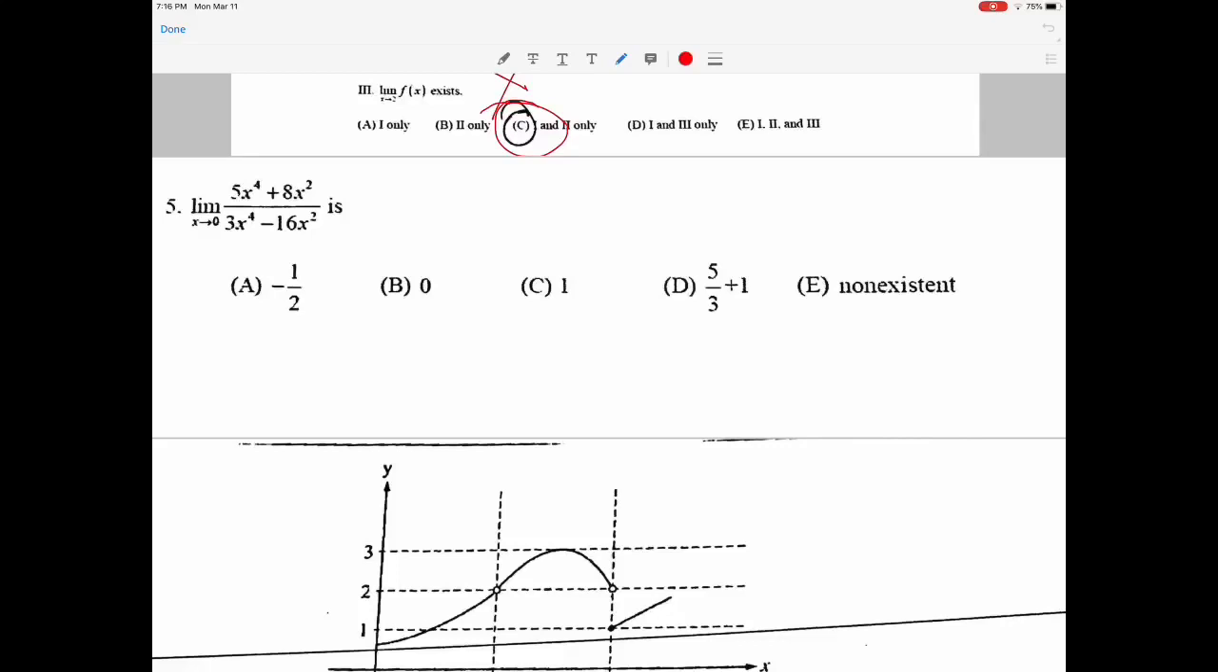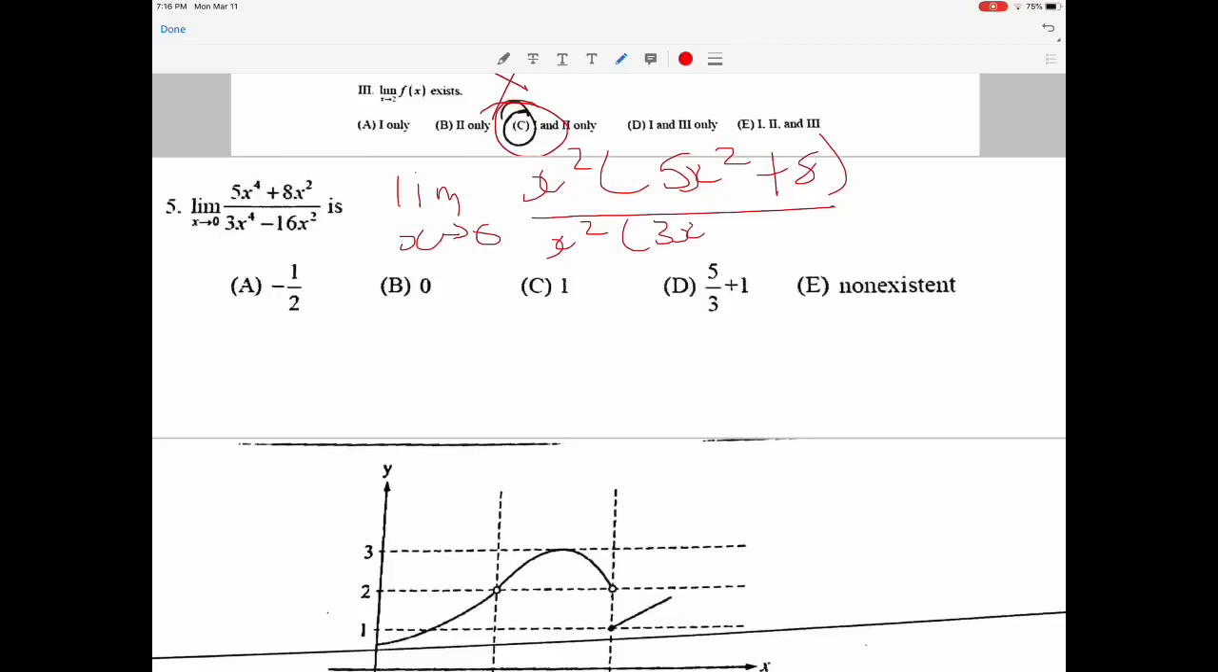Now we go to the 9th question, which says limit as x goes to 0 of 5x to the power 4 plus 8x squared over 3x to the power 4 minus 16x squared. If we substitute 0, the denominator would be 0, so it will be undefined. So we should factor it. Limit as x goes to 0, we take common factor x squared, 5x squared plus 8, and in the denominator also the common factor is x squared, 3x squared minus 16.